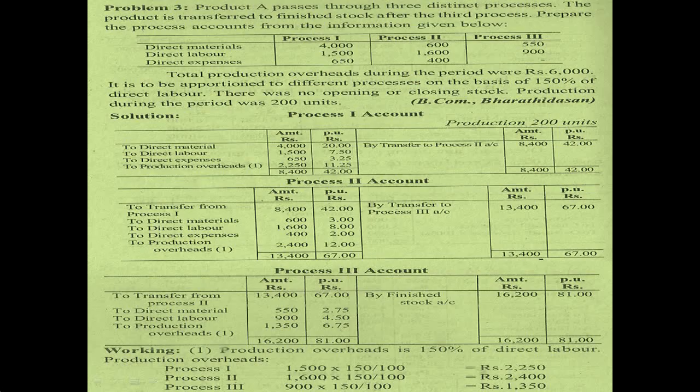See the working notes. Production overheads is 150% of direct wages. That is, for process 1, 1,500 at 150% comes to 2,250. Process 2, 1,600 into 150% comes to 2,400. Then process 3, 900 into 150% is 1,350. This amount will be transferred to process 1, process 2 and process 3.